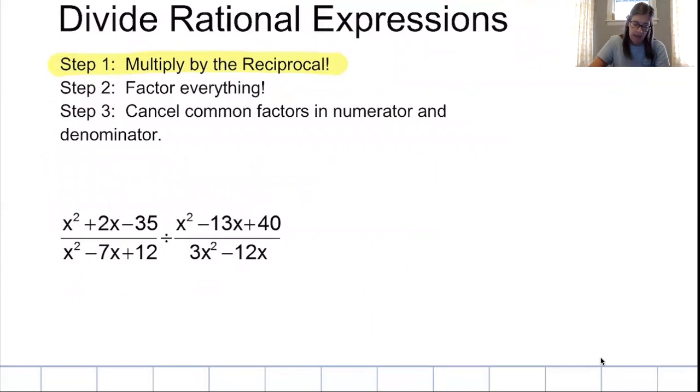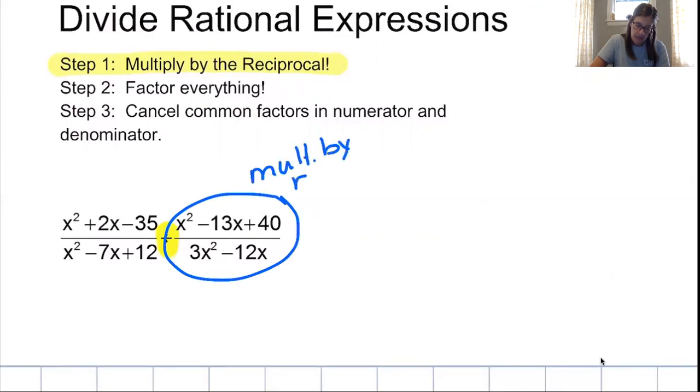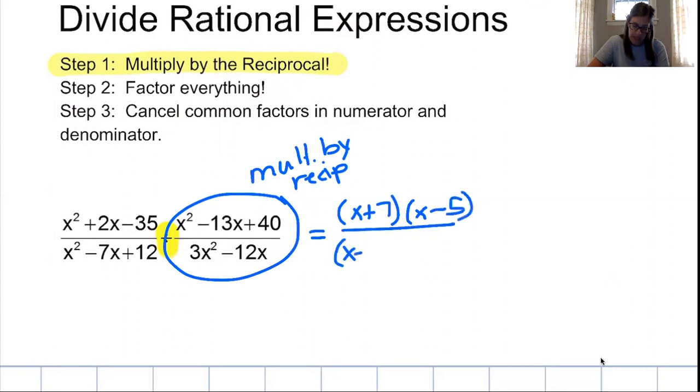I would make note that I have division right here. Okay, so remember that you're going to multiply by the reciprocal right here. So when I do my work, I'm going to factor the first fraction like normal. That's going to be x plus 7 and x minus 5. And then in the denominator, I'll have x minus 3 and x minus 4.